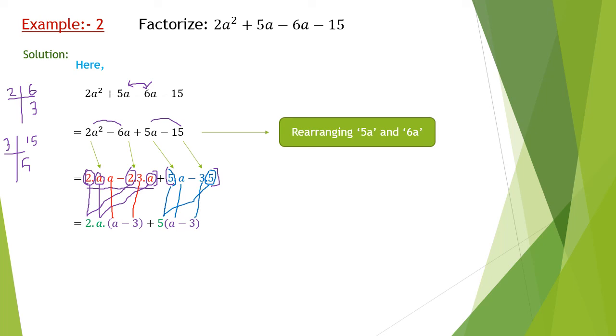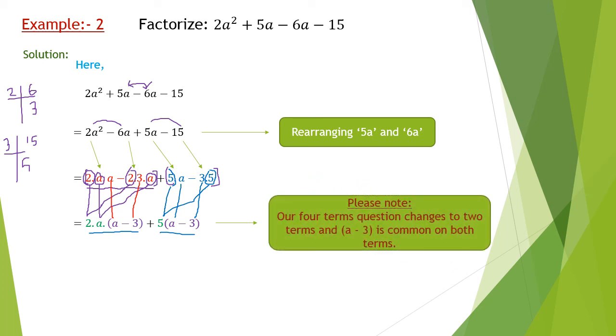isn't it? Now our 4-term question has changed to a 2-term question, and from these 2 terms also we can clearly see a minus 3 is common. So let's write. Please note our 4-term question changes to 2 terms, and a minus 3 is common in both terms. You can see a minus 3, and a minus 3 we can write here.